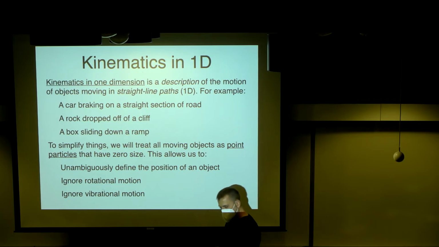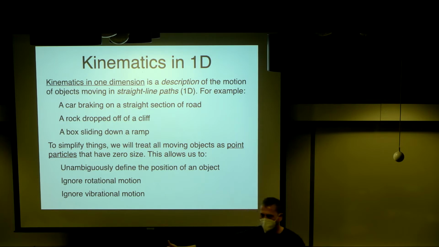So first of all, if I want to know where an object is located, let's say a car, what am I talking about? Where's the front of the car located? Where's the back of the car located? It's kind of ambiguous, right? If the car is just a little point in space, it's not ambiguous where it's located, is it?